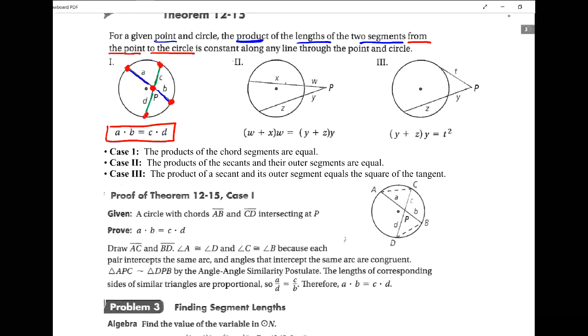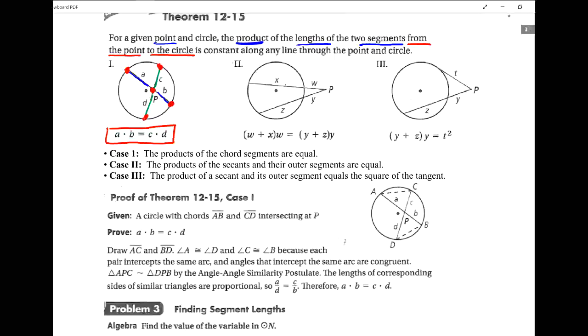Now, this is an important idea because this one's the easy one. Let's look at the next one. Same problem, only a little bit harder to see. You're going to have to think about these a little bit more. This time our lines intersect outside the circle. Inside the circle is easy. Outside the circle, the same holds true. The product of the two segments from the point to where it touches the circle.